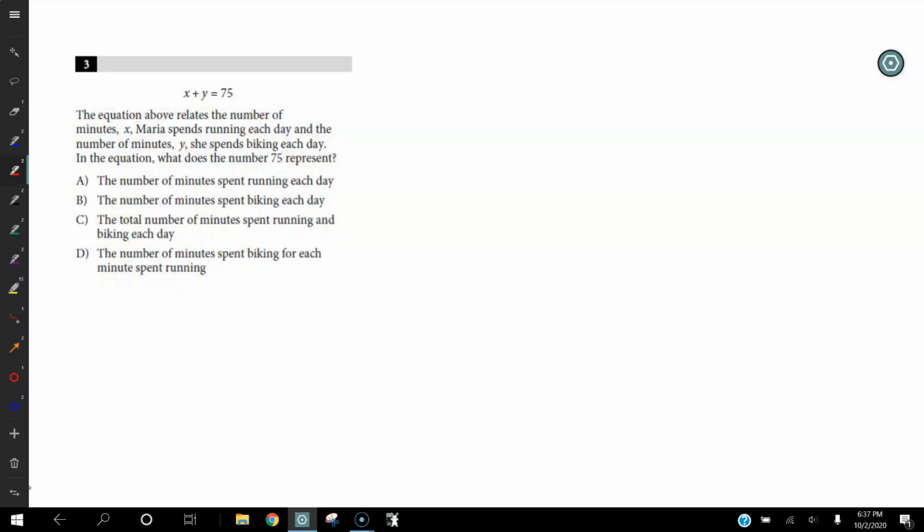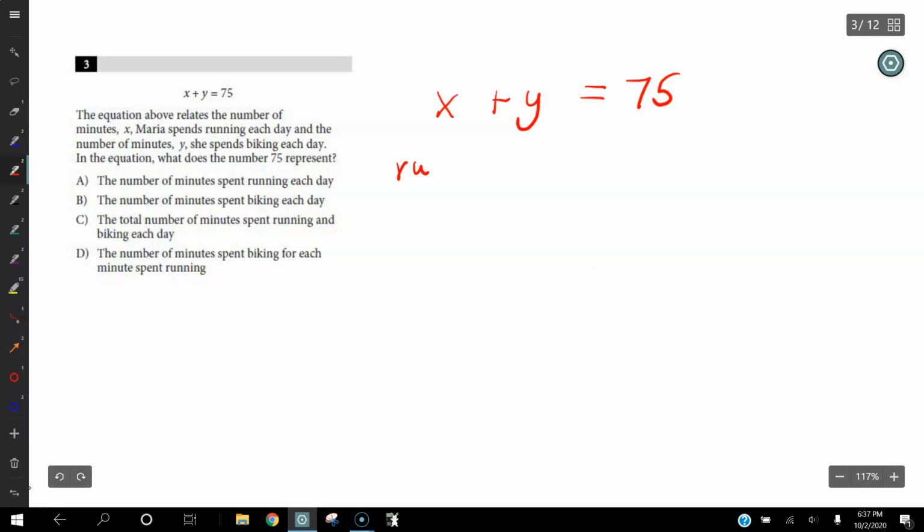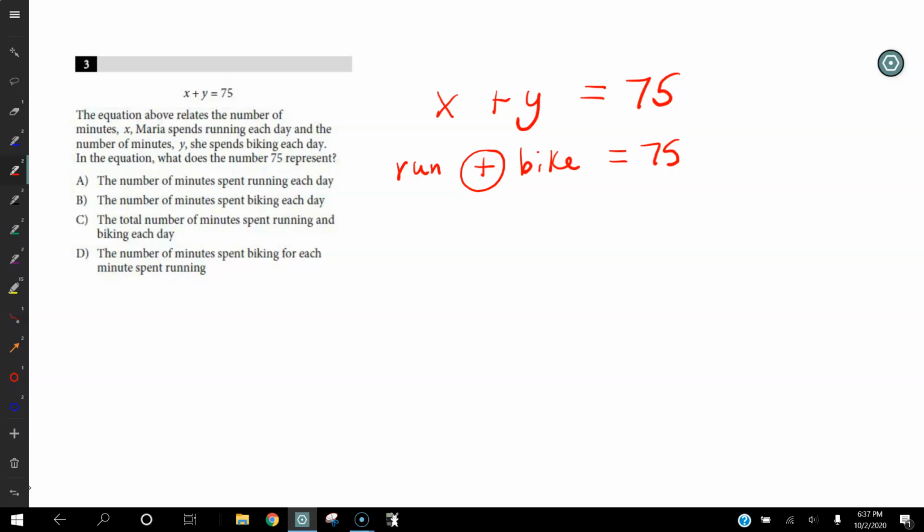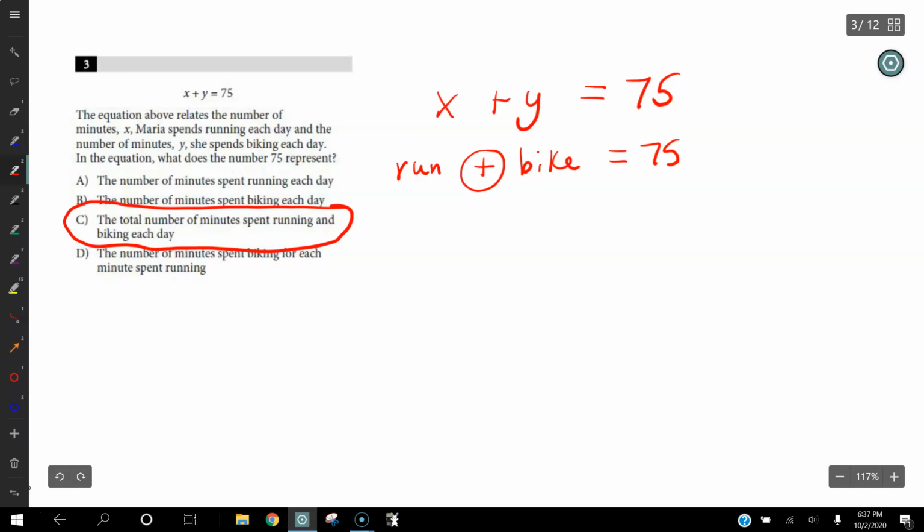Number 3, we have an equation above that relates the number of minutes Maria spends running and Y is biking each day. So basically, we have X plus Y equals 75, and X represents the running. So when you do the running plus the bike, it's going to equal 75. So 75 looks like it's going to represent a total. So it's the total number of minutes spent running and biking. So the correct answer there would be C.